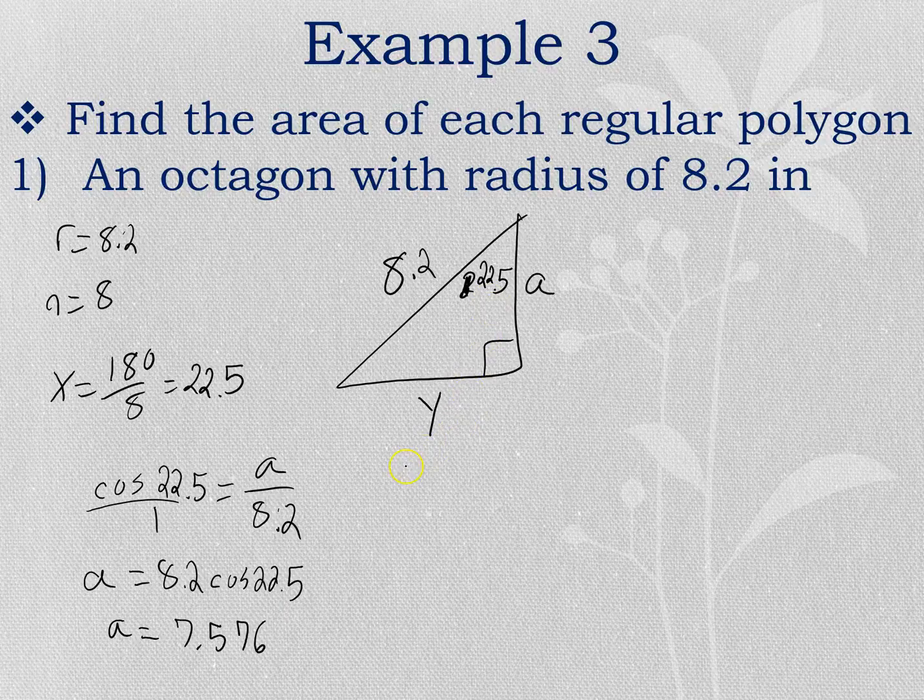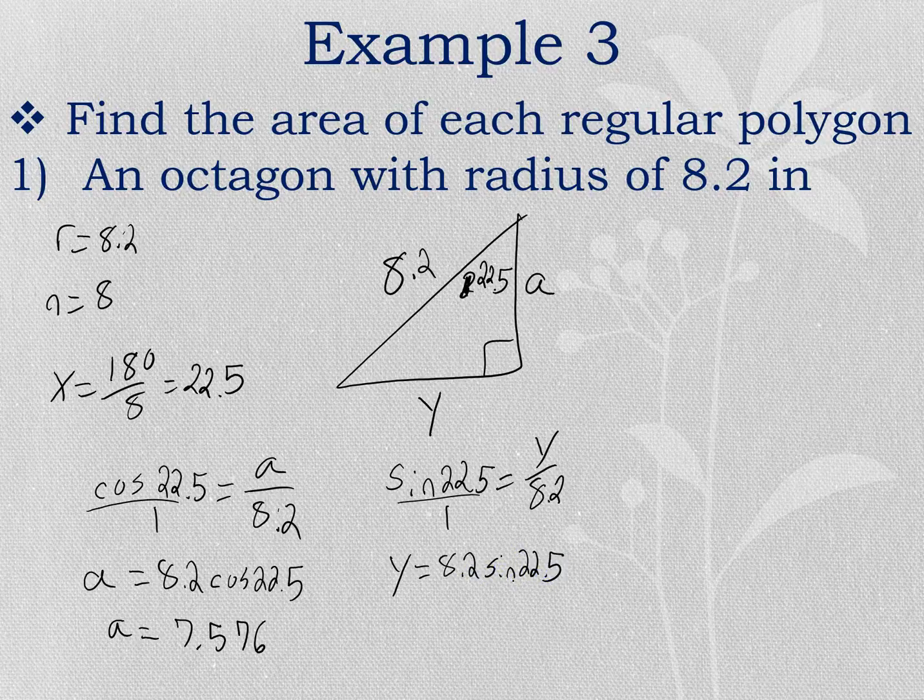Y is opposite the angle, so it's sine. So sine of 22.5 equals y over 8.2. So when I cross multiply, I get y equals 8.2 sine of 22.5, which when you work that out in your calculator, you're going to get 3.138. And again, make sure you store that one as well. Both of those are inexact answers.